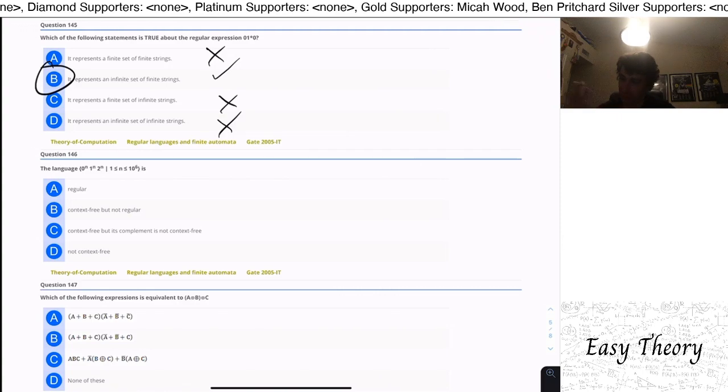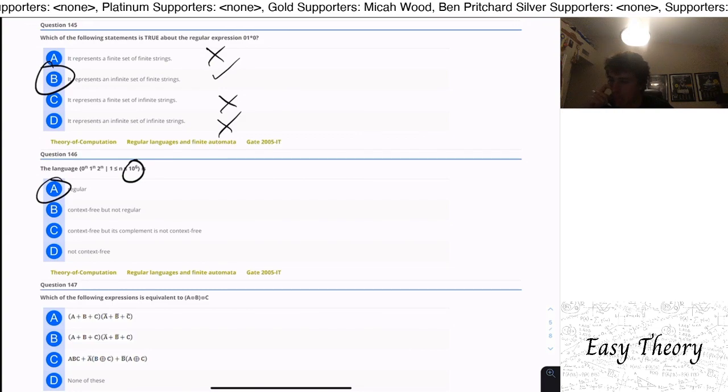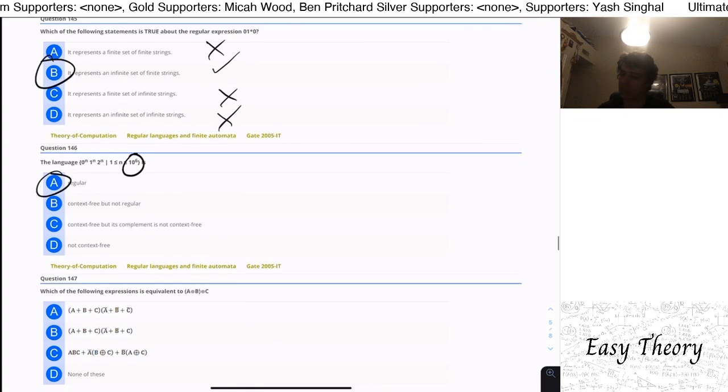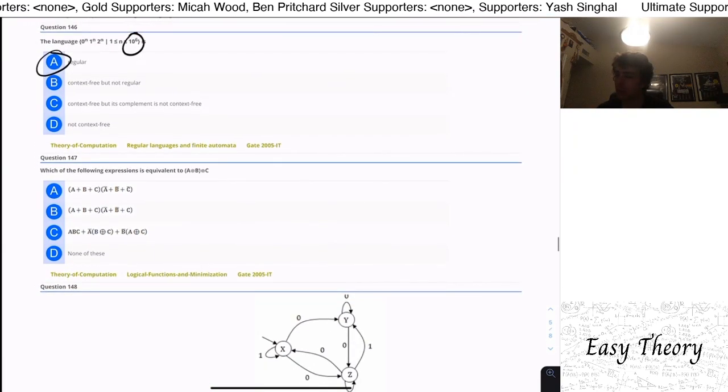This language is regular because of this upper bound on the size. So it's a finite language, and therefore it's regular. Even though it corresponds to a non-regular language, that is in the case where n can be as big as you want, where here there is a maximum.